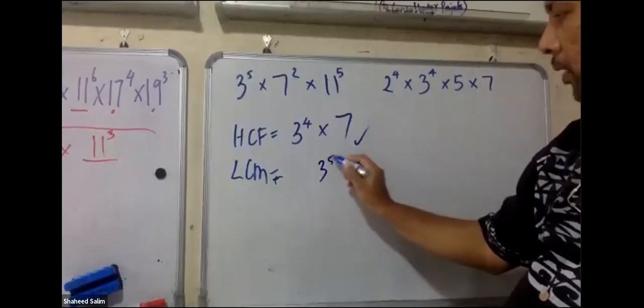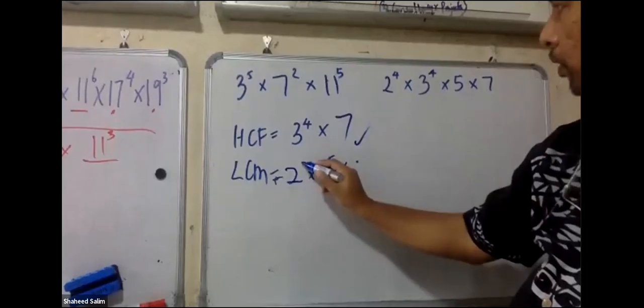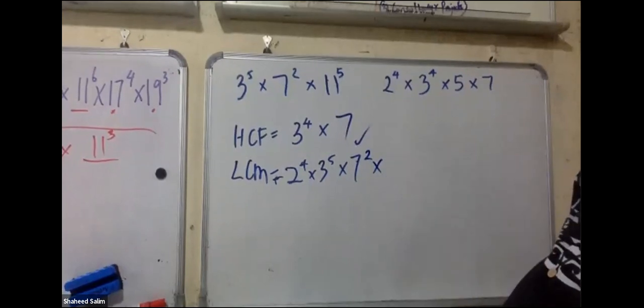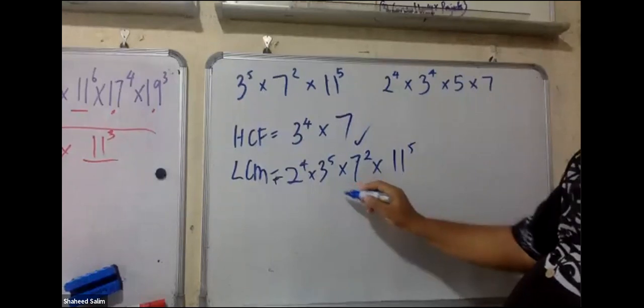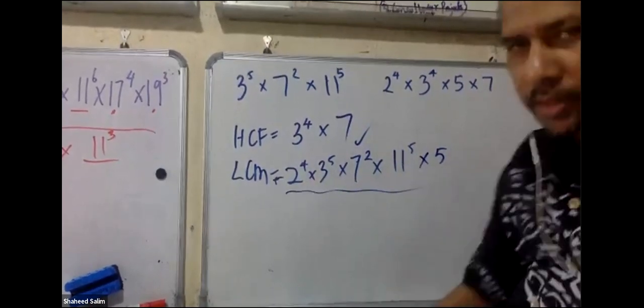3 to the power of 5. Okay, times 2 to the power of 4. Some more. Times 7 to the power of 2. Good. Some more. Times 11 to the power of 5. One more. You forgot one more. Never mind, we can write. That's right. Okay. So this is how you find LCM.